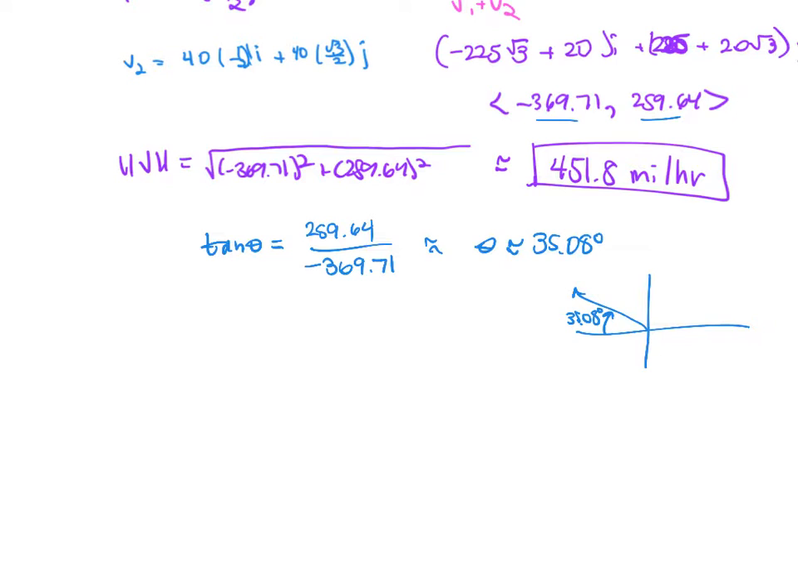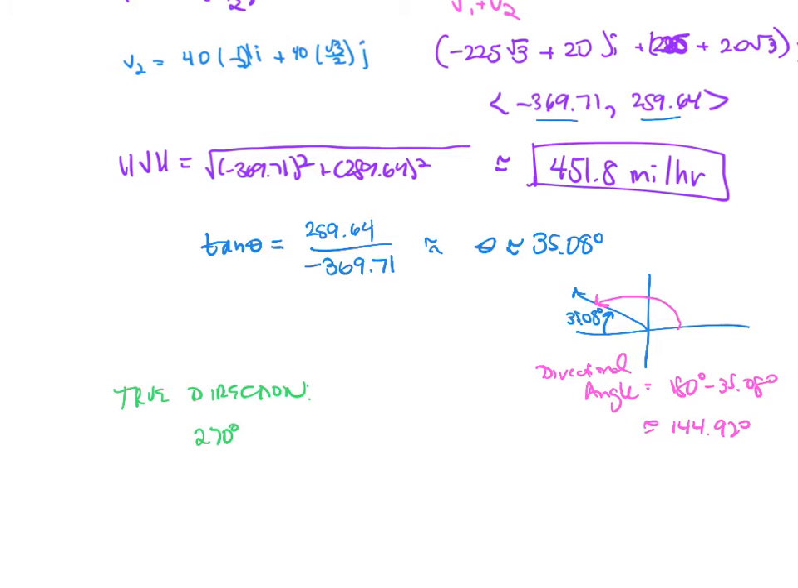Okay, and so we really want to find the directional angle. The directional angle is going to be 180 minus the 35.08 degrees, and so that is about 144.92 degrees. Now the true direction is we are going to take 270 degrees plus that 35.08 degrees, and so you will find that that is 305.1 degrees.